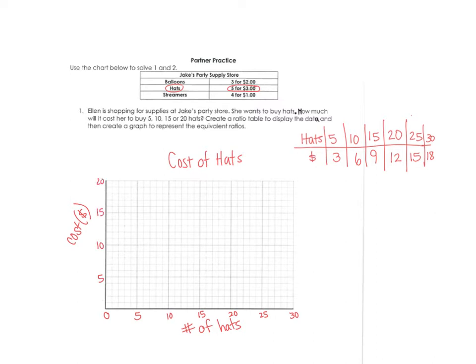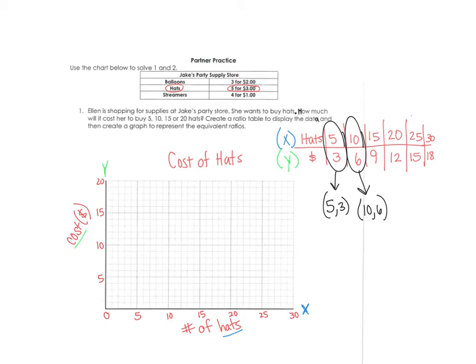You're going to notice this is my x-axis. My x-axis represents hats. So this is like my x here. And then this is my y-axis, which represents the cost in dollars. So this will be my y variable. So these two numbers here make the coordinate over 5, up 3. These two here make the coordinate over 10, up 6. It's as simple as that.